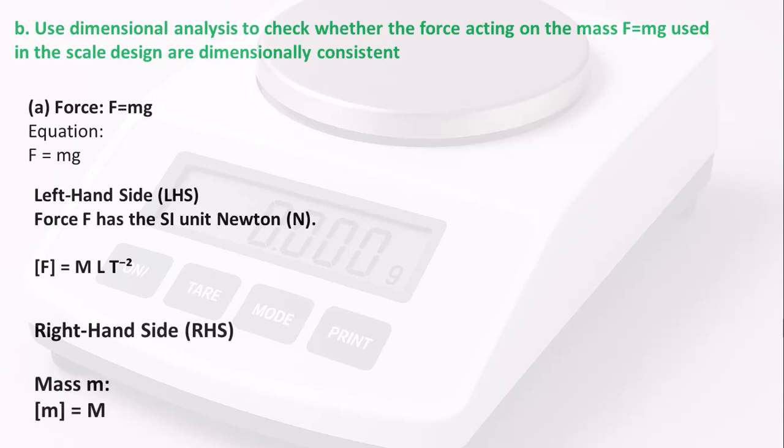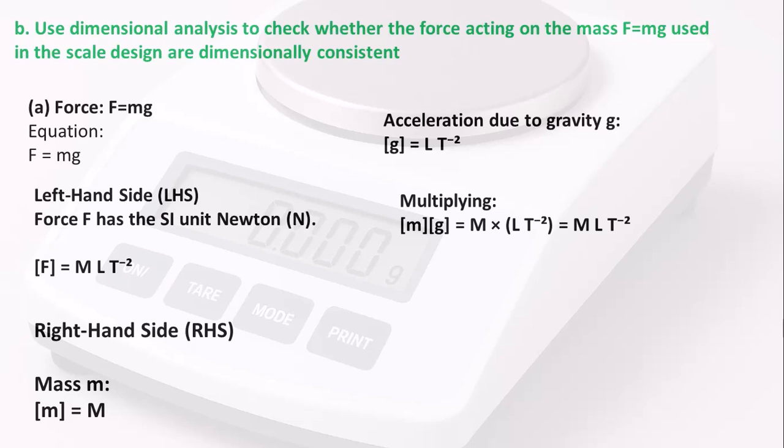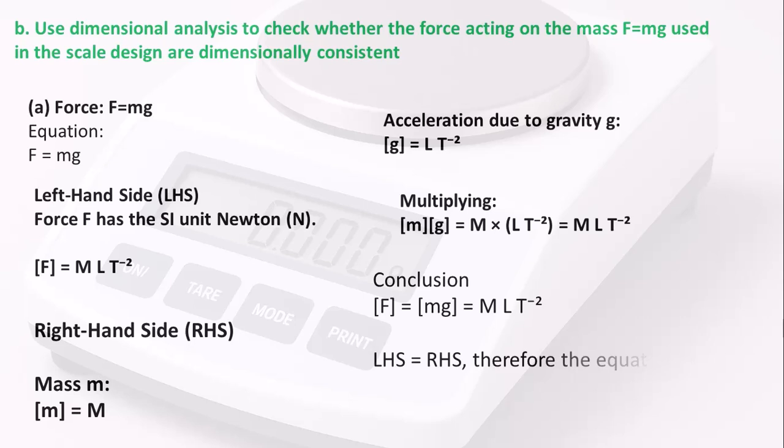Acceleration due to gravity, g. Dimensions of acceleration due to gravity equals LT^-2. Multiplying dimensions of mass times dimensions of acceleration due to gravity equals M times LT^-2, equals MLT^-2. Left-hand side equals right-hand side. Therefore, the equation F equals mg is dimensionally consistent.